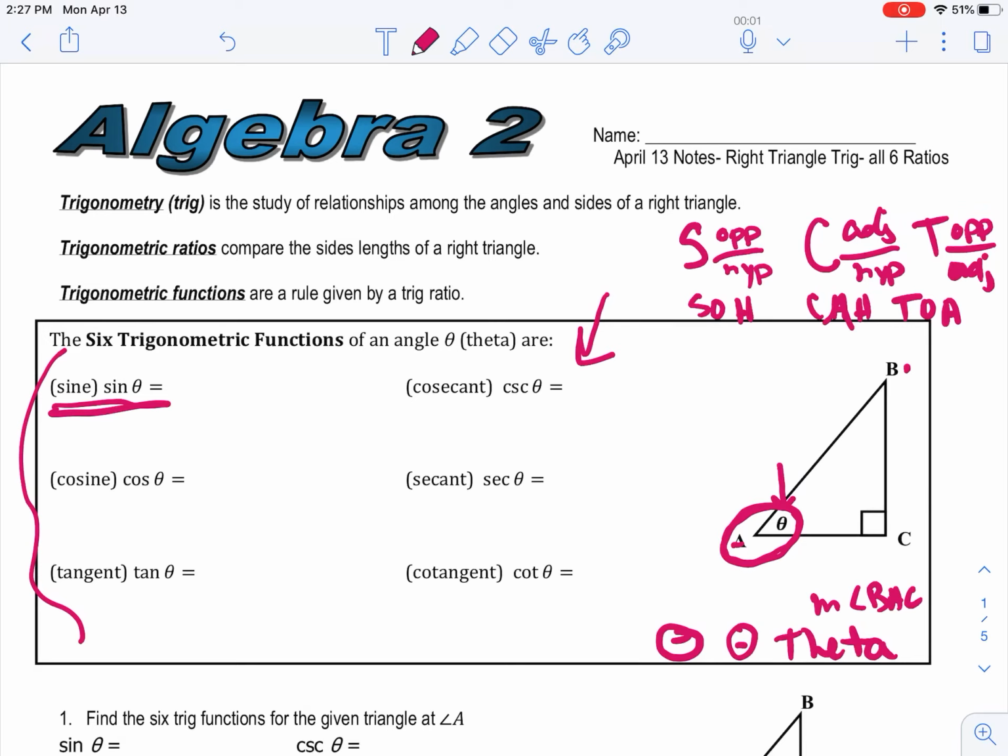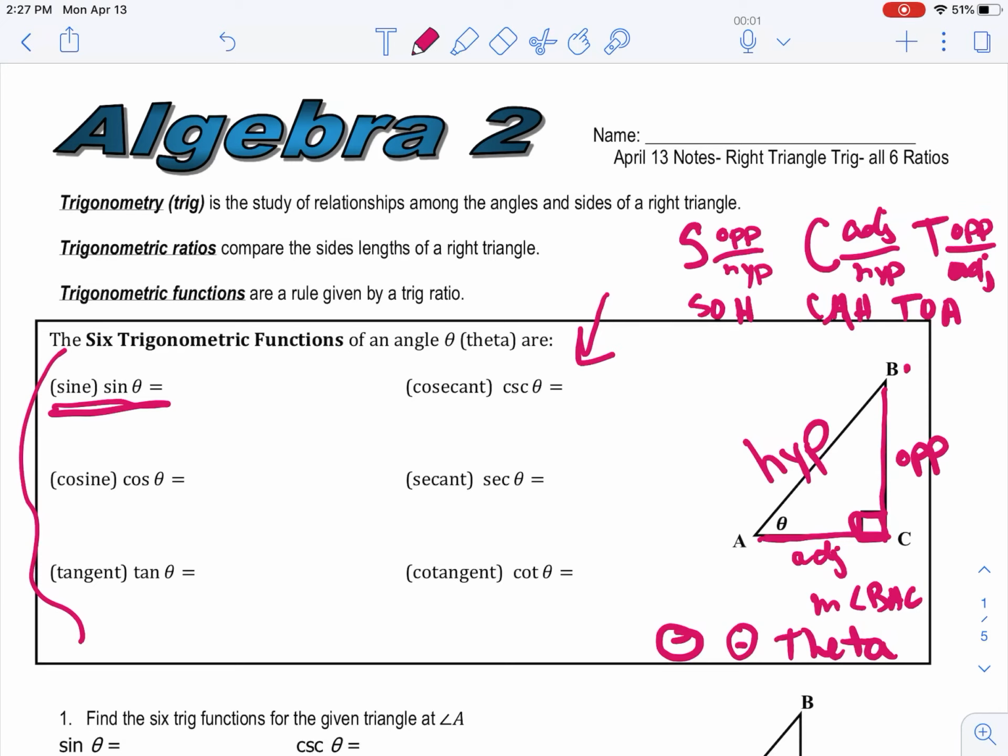Okay? Now, in a triangle with your thetas, the side across from the theta is your opposite side. The side next to your theta is your adjacent side. Your opposite and adjacent always touch the right angle. They're the sides of your triangle. The longest side, or the one across from the right angle, is your hypotenuse. The theta will change sizes.